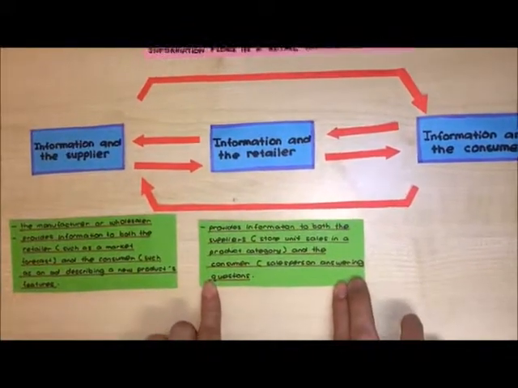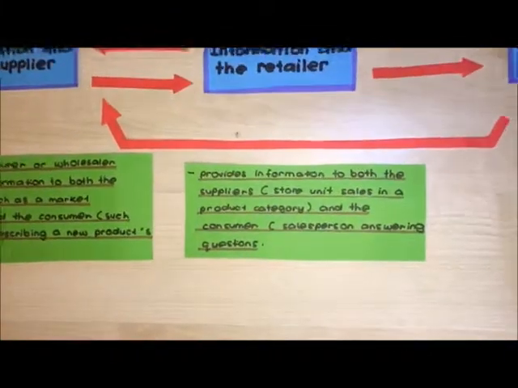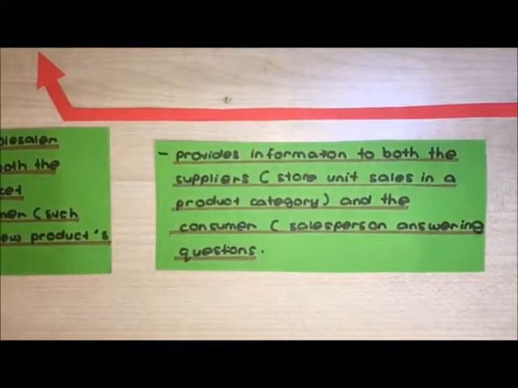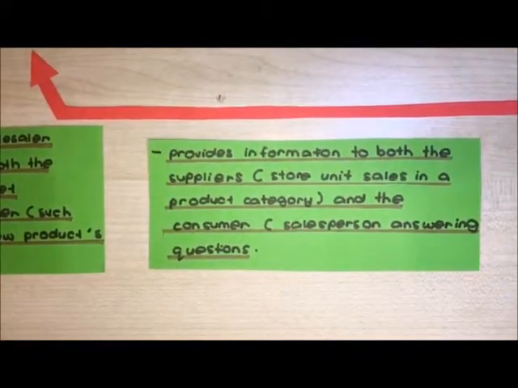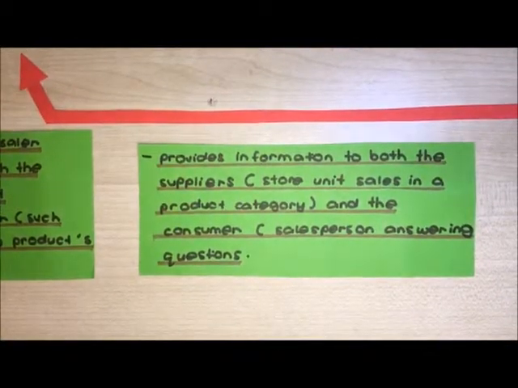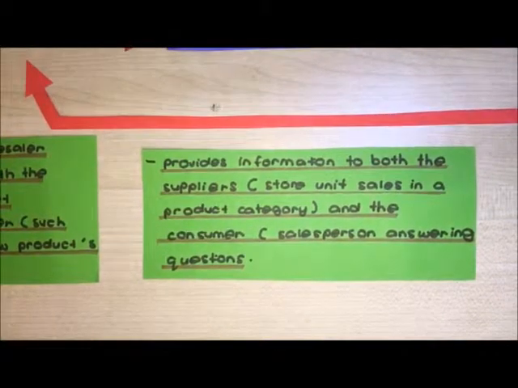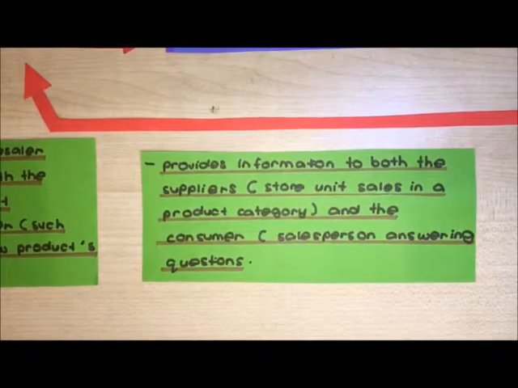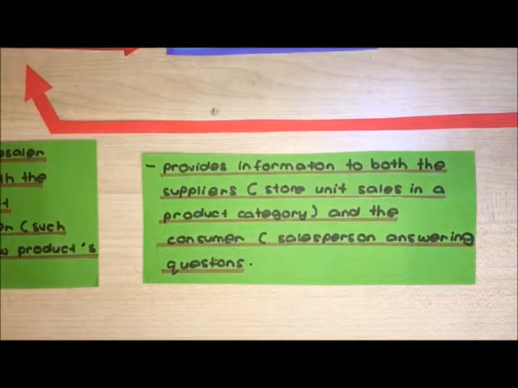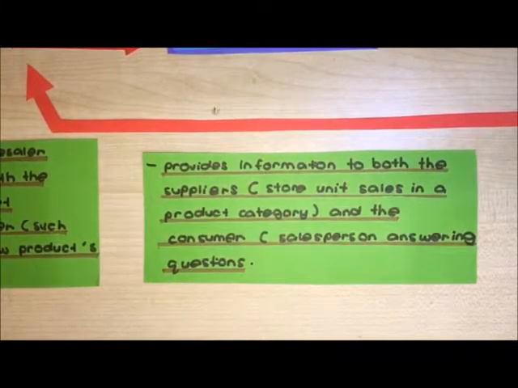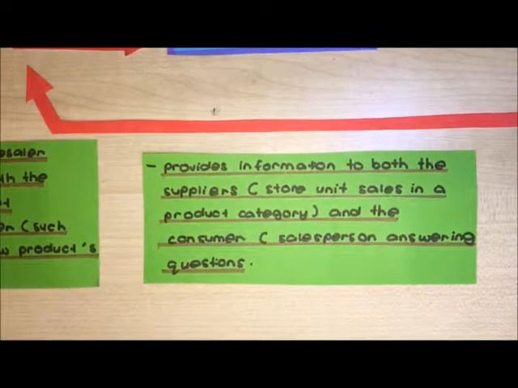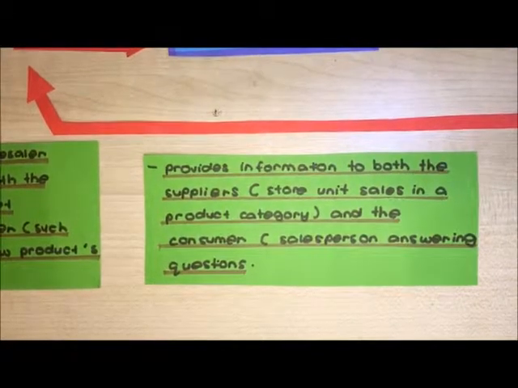The next is information and the retailer. The retailer provides information to both the supplier, such as store unit sales in a product category, and the consumer, such as a salesperson answering questions. In addition, the retailer determines the information needs of the supplier and the consumer through conversations, surveys, and feedback forms.